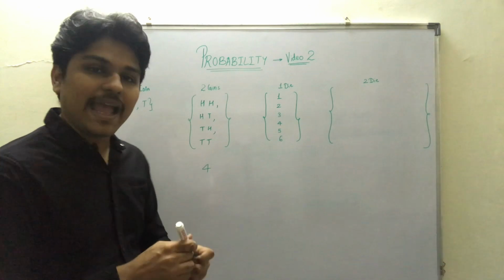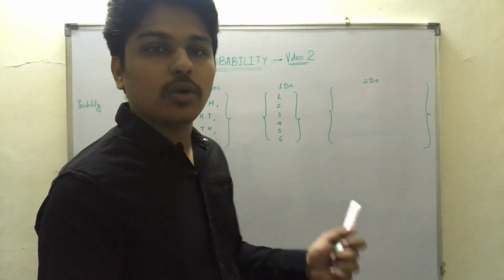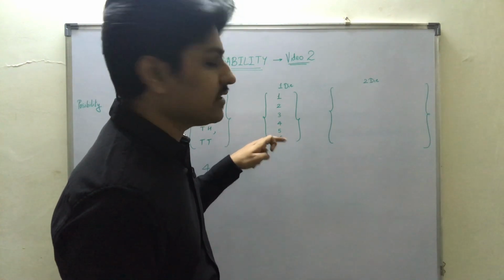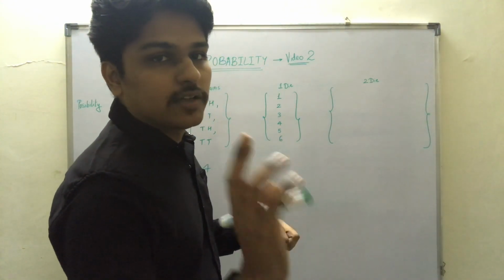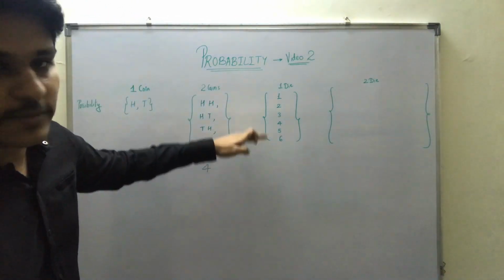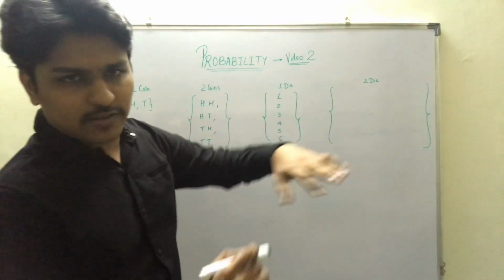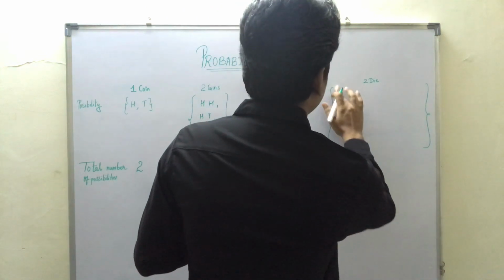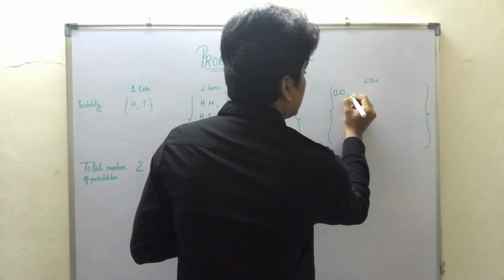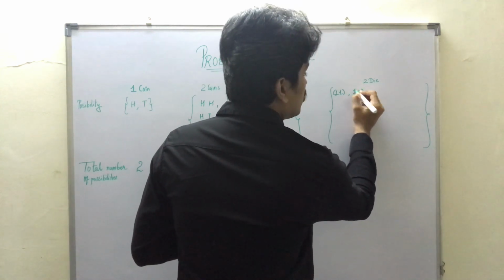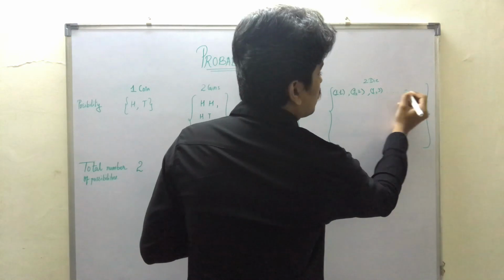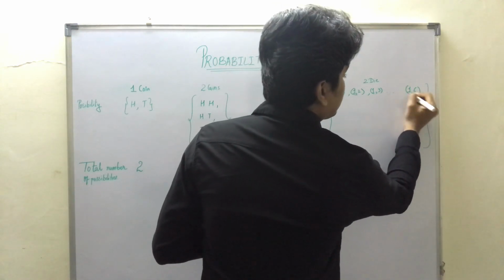Suppose you roll a die. When you roll a die, there are only 6 possibilities, like 1, 2, 3, 4, 5 and 6. If I'm rolling 2 dice, I would get such situations: I'll get 1 and a 1, 1 and a 2, 1 and a 3, and so on up to 1 and a 6.